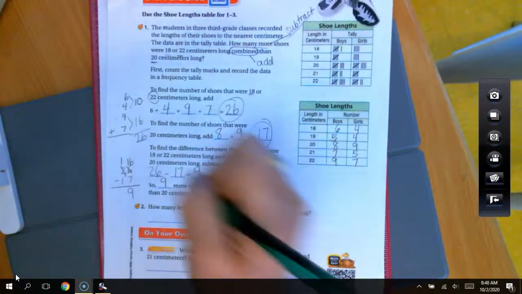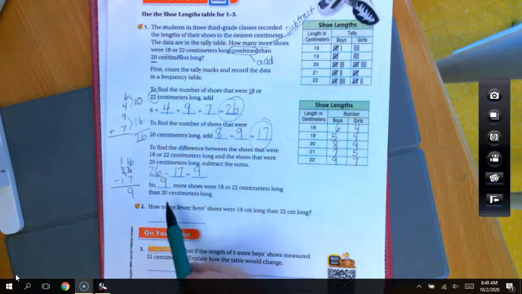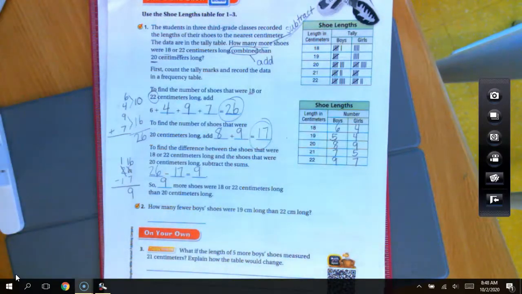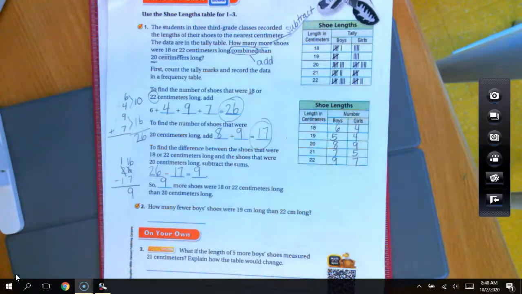So 9 more shoes were 22 centimeters long than they were 20 centimeters long. Good job. Lots of information there. If you take it step by step and think about what the question is asking you, it will be a lot easier. Let's go on to question 2.